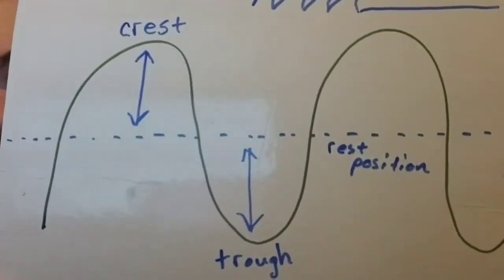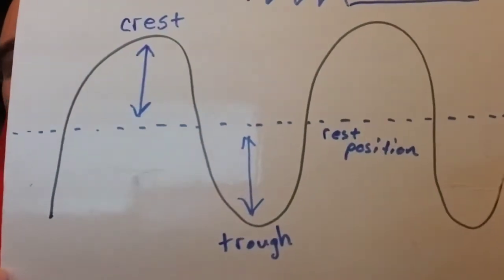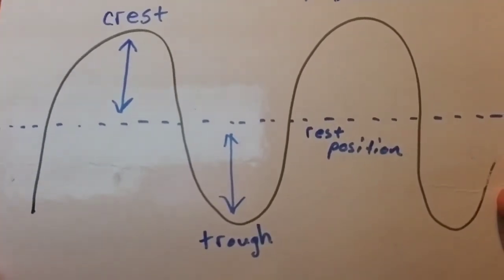Now, the distance from the rest position to the crest, or the rest position to the trough, I'm going to put both these up on the screen. That distance there, that blue arrow, that is known as the amplitude. Whether you're going up or down, that is the amplitude. And it is the same in both of those situations. Not just the same vocabulary word, but it should also be the same distance.